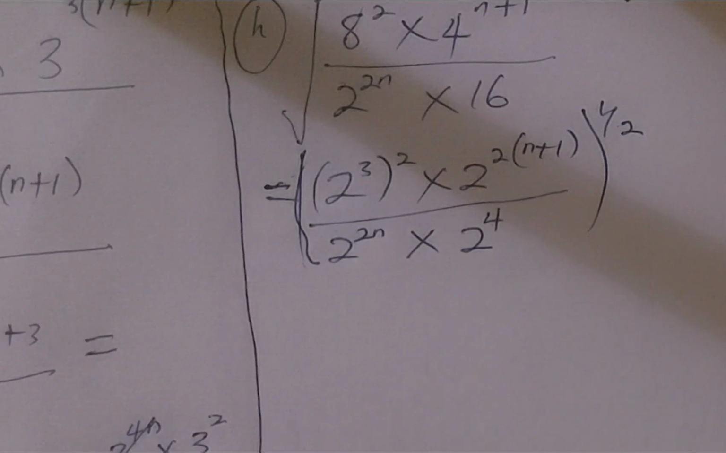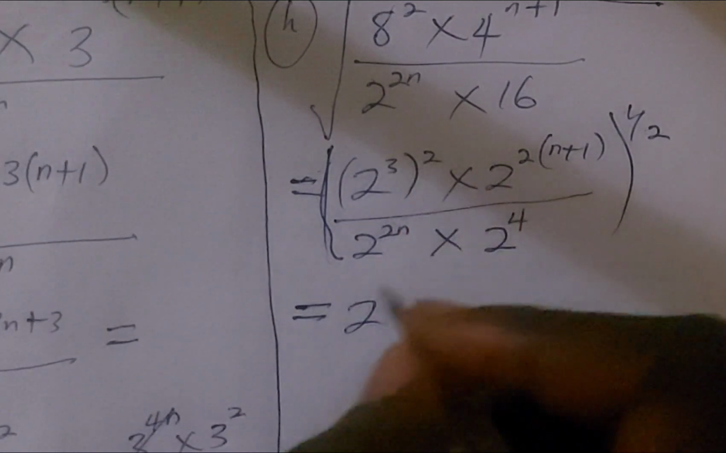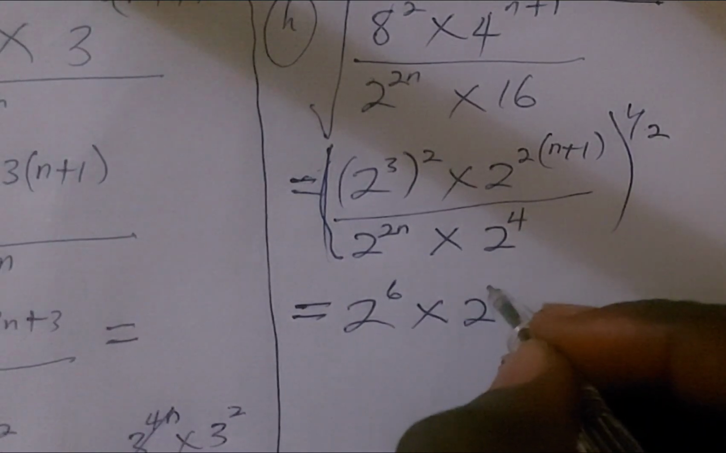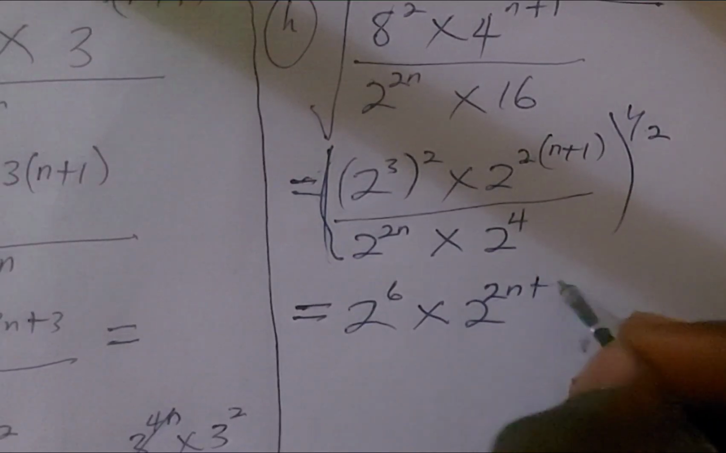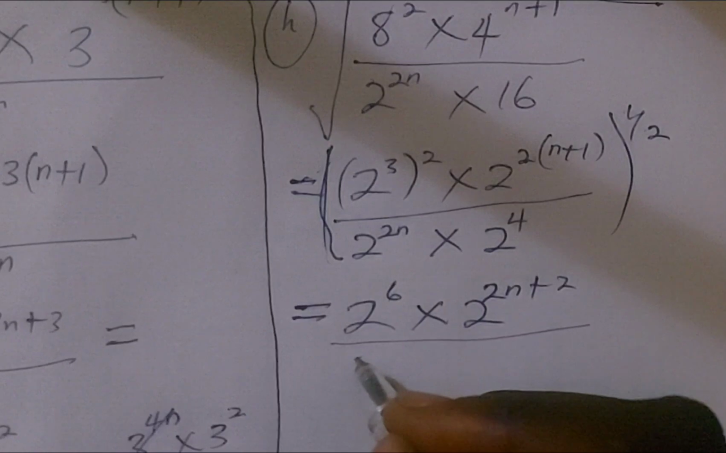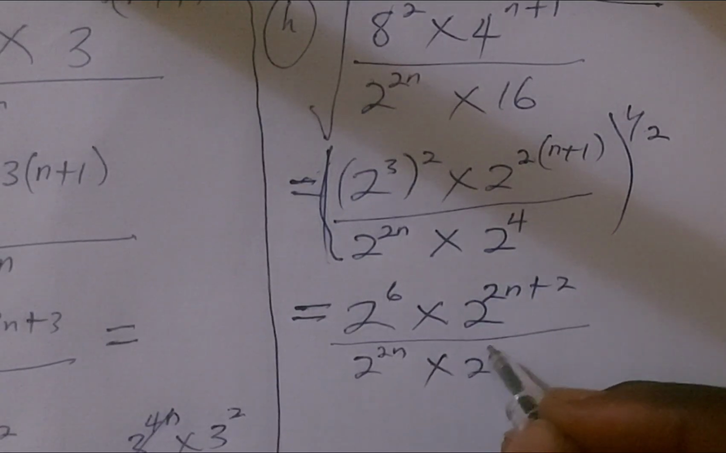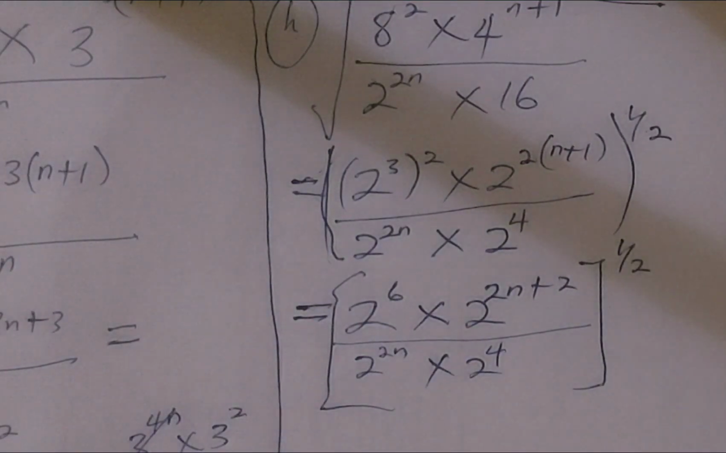So what do we do? We open up the brackets. We have 2 raised to the power of 2 times 3 times 2. We have 6 multiplied by 2 raised to the power of, open the bracket, 2 times n, we have 2n. 2 times 1, we have 2. All over 2 raised to the power of 2n times 2 raised to the power of 4. All raised to the power of 1 over 2. I hope you understand this. Go on.